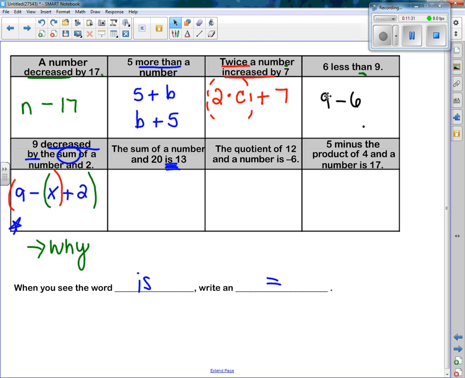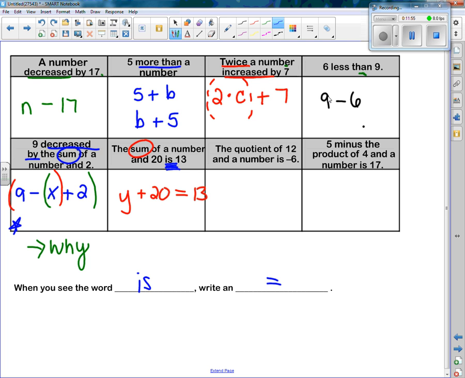Okay, so let's work through this one. The sum of a number and 20 is 13. Sum tells us that we're going to be using the operation of addition. Again, you can pick any variable that you want. I'm going to pick y. So the sum of a number and 20 is, I put an equal sign there, 13. That's pretty straightforward.